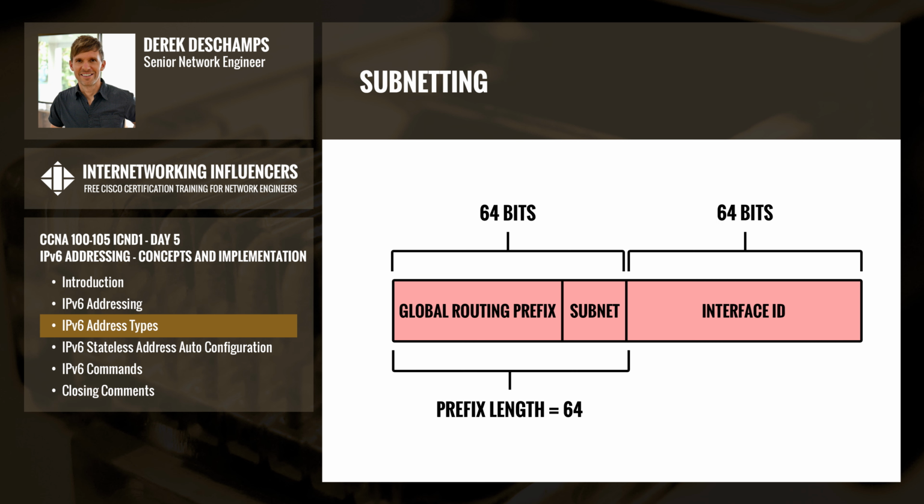Subnetting is also performed the same way as with IPv4, only now due to the large number of bits in an IPv6 address, everyone tends to use a prefix length of 64 to simply divide the address in half. So for example, if a company was assigned a 48-bit global routing prefix, then 16 bits would typically be used for subnet bits to make a prefix length of 64.